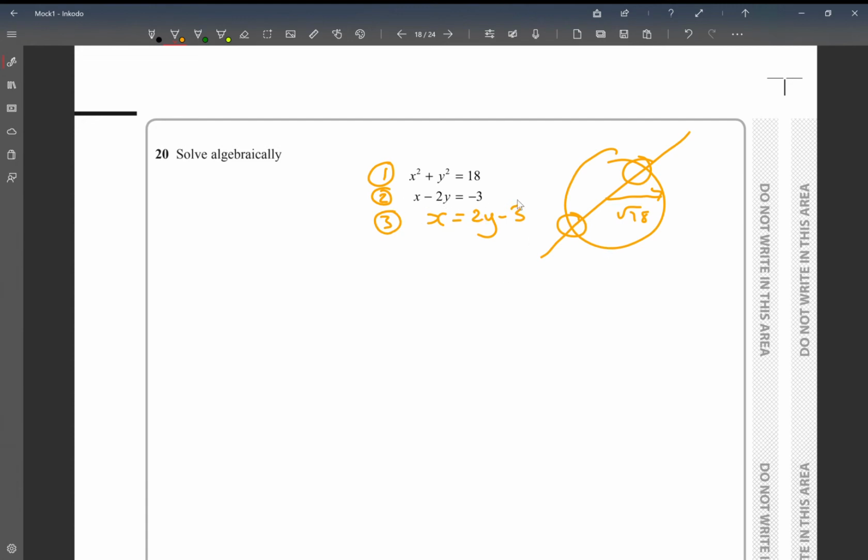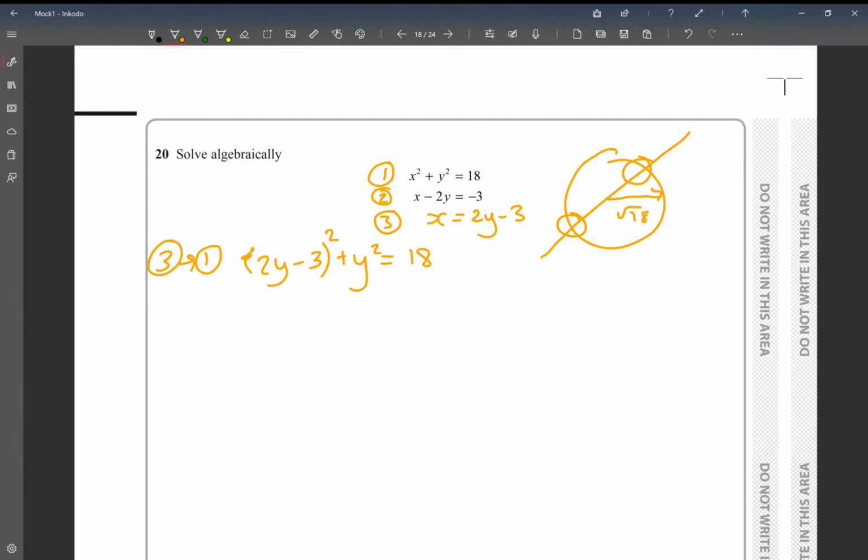Now what I'm going to do is substitute 3 into 1. I'm doing that so that, instead of there being x here, I'm going to replace it with the value of x from this one. So the x becomes 2y minus 3, all squared, plus y squared equals 18.